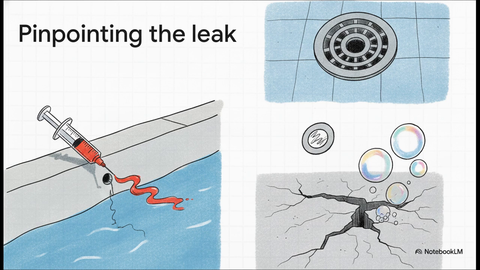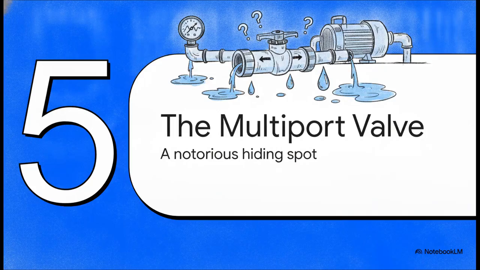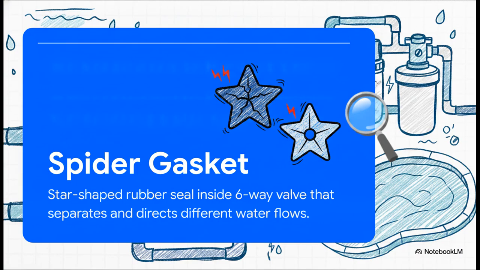If there's a leak letting air through, the soap will bubble up exactly like chewing gum. On to step 5, the multiport valve suspect. Let's shift our focus over to the equipment pad. There's one specific piece of equipment that is a notorious hiding spot for mysterious water loss, the 6-way filtration valve.